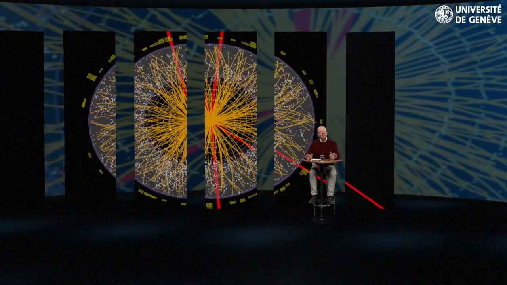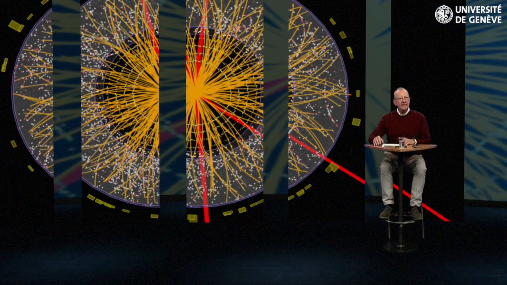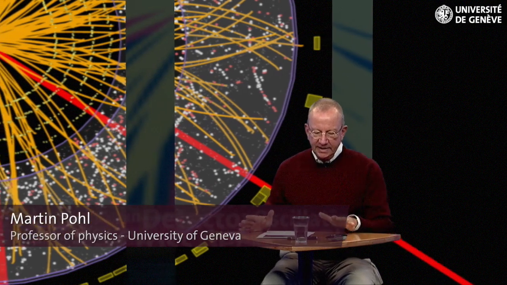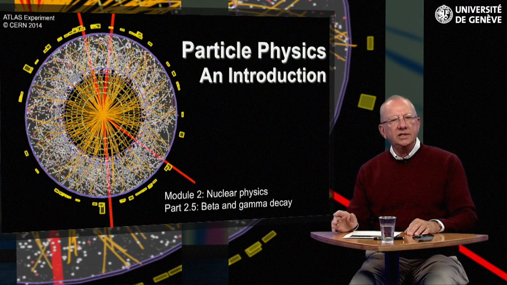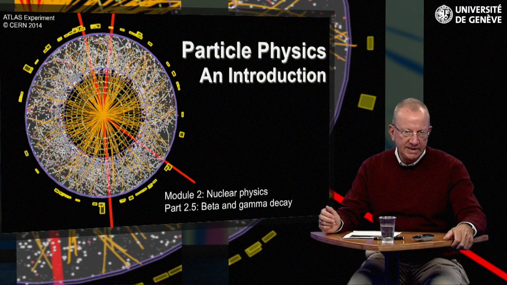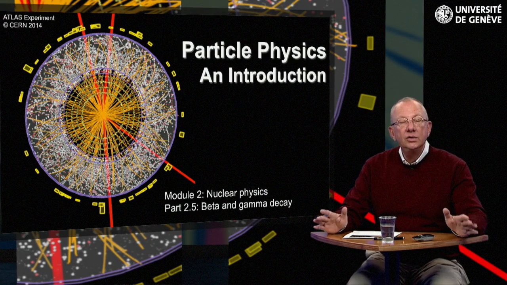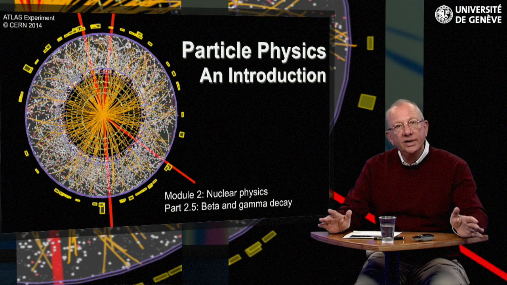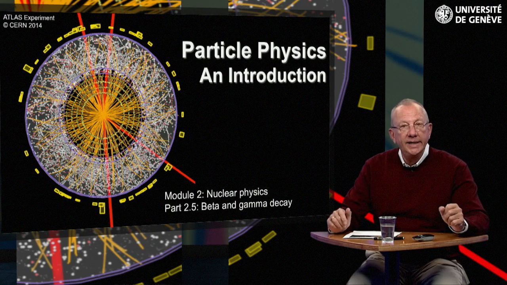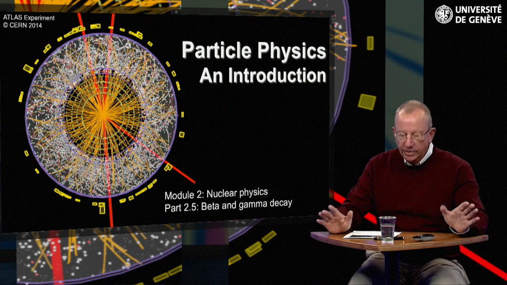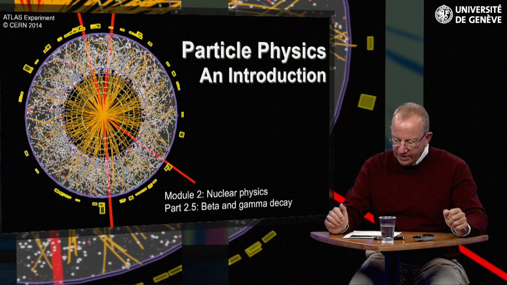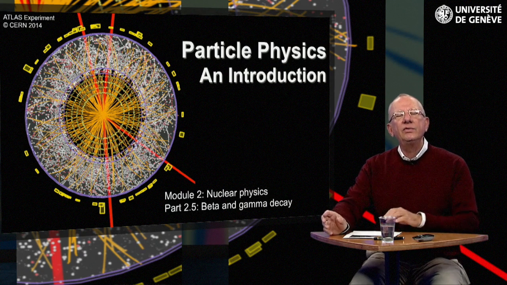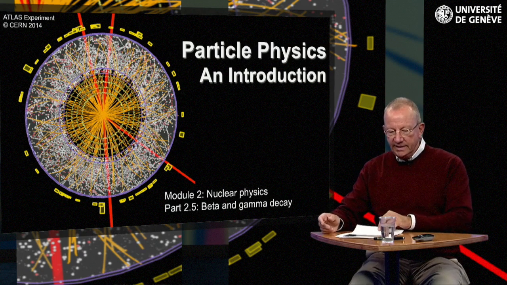During the second module, we deal with nuclear physics and its applications. And in this fifth video, we go into more details on the two other types of radioactivity, that is to say, beta and gamma decays. The goals for you are to be able to characterize beta decays of nuclei and their properties, to relate these properties to those of the underlying weak interactions, and to be able to characterize gamma decays of excited nuclei.